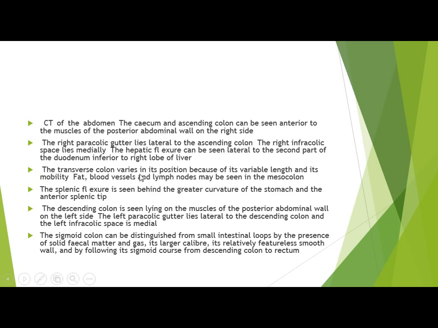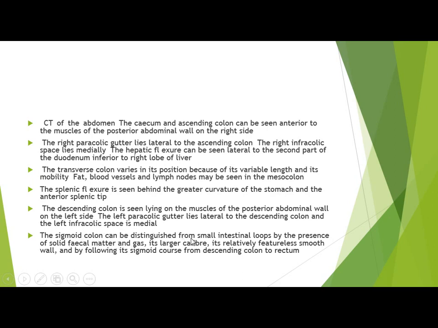The transverse colon varies in its position because of its variable length and its mobility. Fat, blood vessels, and lymph nodes may be seen in the mesocolon. The splenic flexure is seen behind the greater curvature of the stomach and the anterior splenic tip. The descending colon is seen lying on the muscles of the posterior abdominal wall. On the left side, the left paracolic gutter lies lateral to the descending colon, and the left infracolic space is medial.